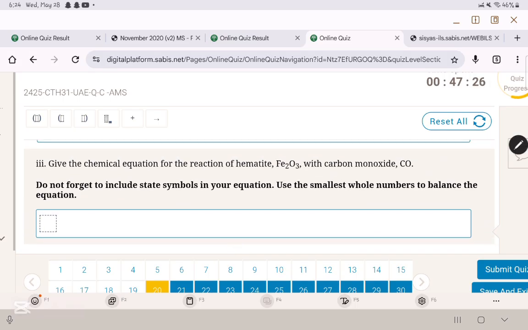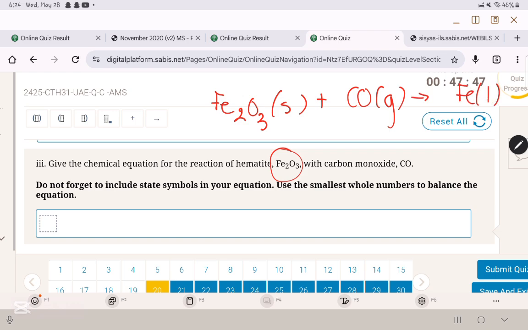What does it say in part 3? It says, give the chemical equation for the reaction of hematite Fe2O3 with carbon monoxide. So Fe2O3 is a solid because it's an ore, so Fe2O3, solid, will react with carbon monoxide, which is a gas, to form, and this is very important for you to memorize, the liquid iron, Fe, liquid, in addition to the carbon dioxide gas. Now, I think there's a mistake because I put L and I think the answer key is 1. But in the exam, put L, do not put 1. It's wrong in the answer key.